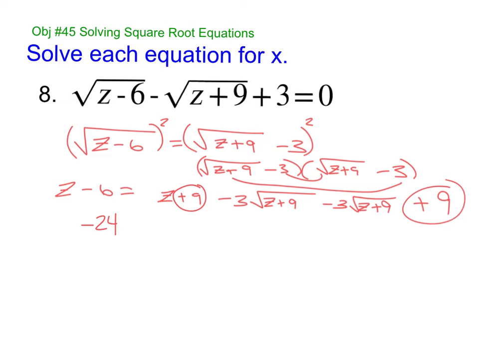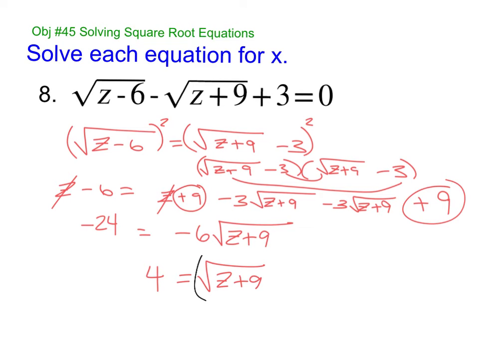And then the z's cancel? Oh, yeah. Those z's end up canceling, so negative 24 equals negative 6 root z plus 9. The square root of z plus 9 equals 4. Square both sides. 16 equals z plus 9, and so z is 7.